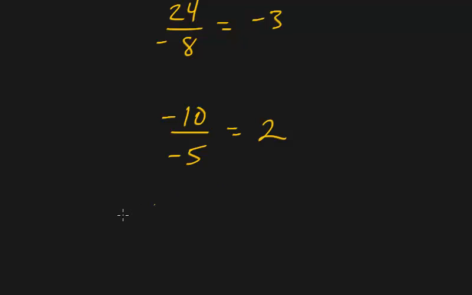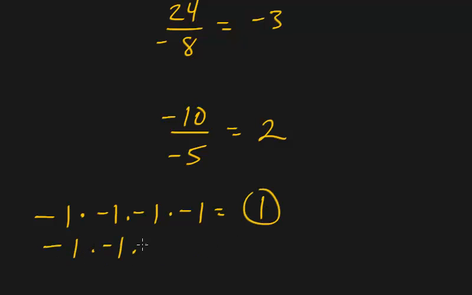That's really it. If we had something crazy like negative 1 times negative 1 times negative 1 times negative 1, that would be 4. So that would be an even number, and even numbers are positive. So this would be a positive 1. But if I had negative 1 times negative 1 times negative 1 times negative 1, times negative 1 times negative 1, that would be 5 of them, and that would turn it negative.